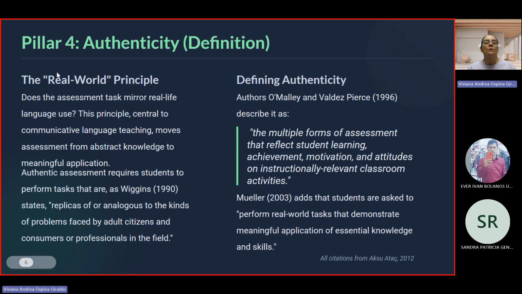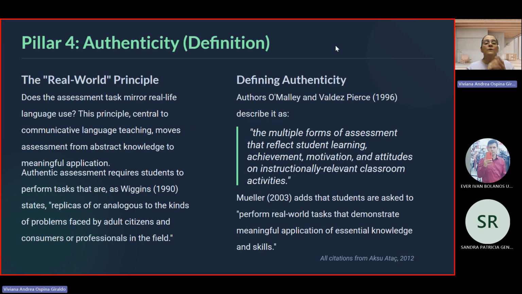Another thing that we need to consider is authenticity. This authenticity has different definitions, right? When we talk about authenticity, is this assessment from abstract knowledge, like all the things he's supposed to know, or is it meaningful for the student? Can he use what he has learned within this assessment activity?